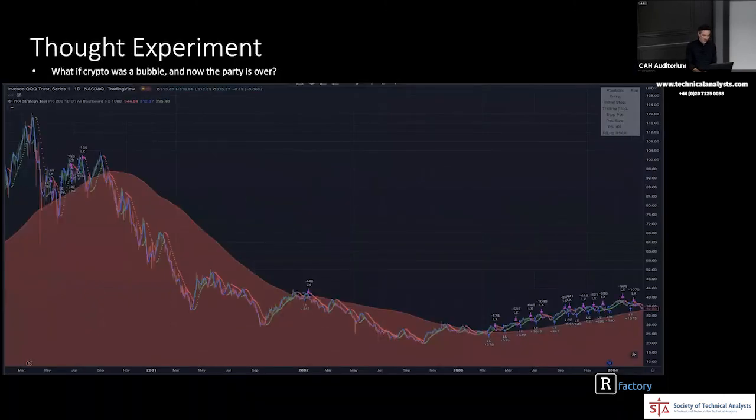And another quick thought experiment before we wrap up here is, well, since we're talking crypto today, what if crypto is a bubble? And what if it was a bubble, and we've already seen the top of it, and it was right there, and that's basically the crypto market popping, and we're not going to see it again for a while.